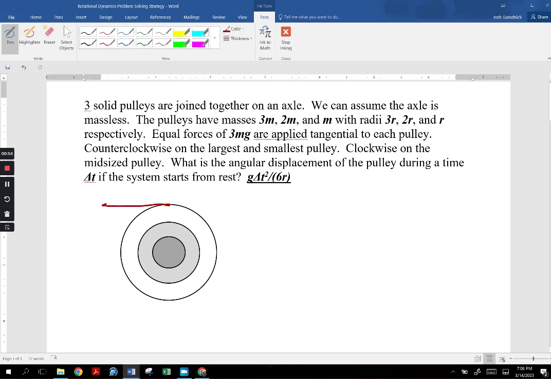Here's one of the forces, 3mg. And this one will make it rotate counterclockwise as well, 3mg. And the other one goes the other way, trying to make it rotate clockwise, 3mg. Technically, those arrows should be the same length.